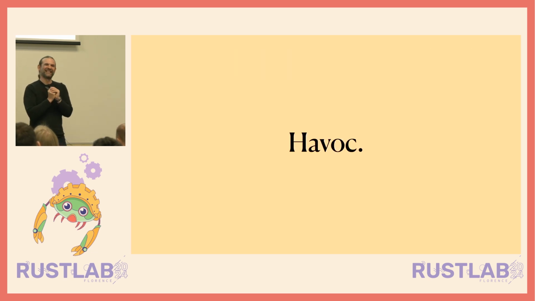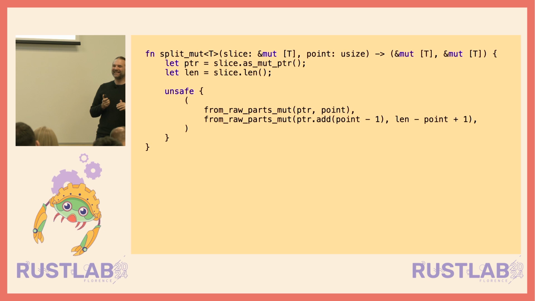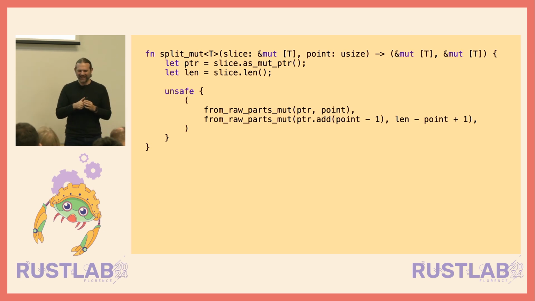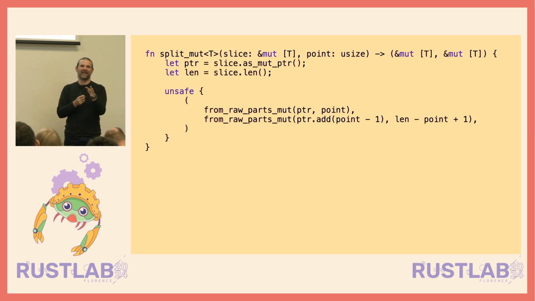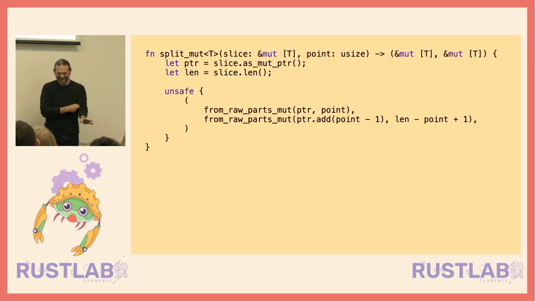Let's cause some havoc. What if we take the same example like earlier and move the index here by minus one? Oh, now I have a little overlap, so I get two mutable slices, but the last entry of the first slice is also the first entry of the second slice. So if you change something in the first slice, then something happens in the second slice as well. This is not what you want to have. It's a lot of fun, but it's not what you want to have.